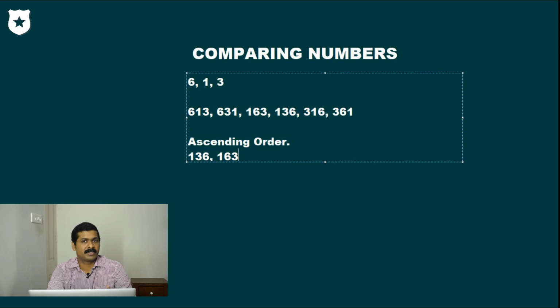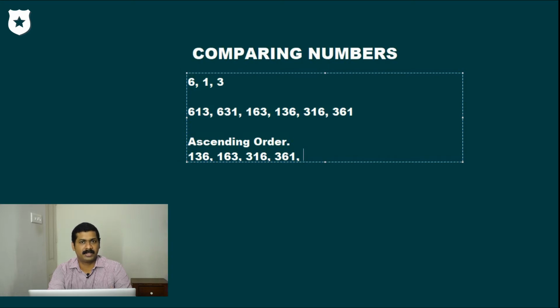So which is the smallest number? You have to look for the next smallest number. So in 316, the next number is 1, and in 361, the next number is 6. So the smallest number is 1. So the very next smallest number is 316. The next smallest number is 361. So we are done with the numbers starting with 1 and 3.